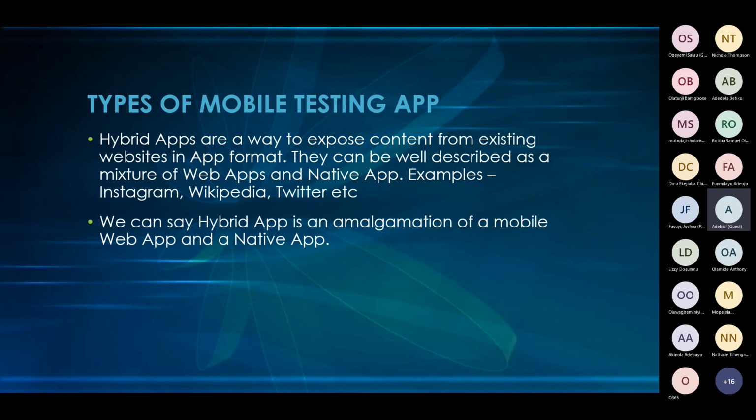So also, types of mobile testing app. We have hybrid apps. Hybrid apps are a way to expose content from existing websites in app formats. They can be well described as a mixture of web app and native app.